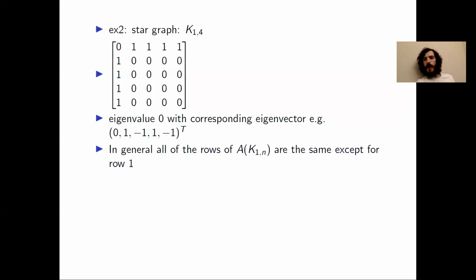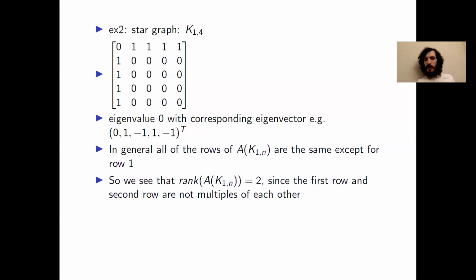And if we want to use the rank, we can see that this matrix has a lot of repeated rows. So in particular, all of the rows of this adjacency matrix, except the first row, are the same as each other. So rows 2, 3, 4, and 5 are all the same. And in general, for K1,n, rows 2, 3, 4, all the way up to n plus 1 will all be the same.